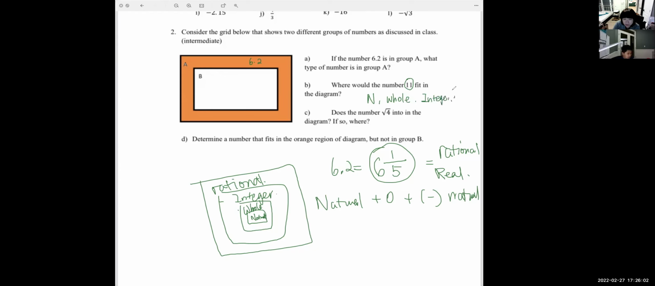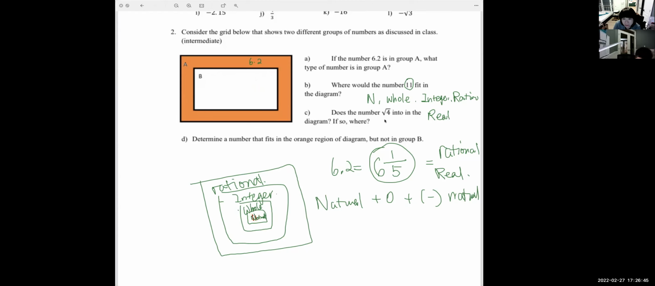And also could be what? Rational. And also could be what? Real number, right? Why? Because 11 is a natural number, so it is included in all the different categories. So Jaden, if we say A is the real number group, we could say B is rational numbers, correct? Or we can say B is integers, or whole numbers, because as long as B is smaller than A, it is always right. Correct, Jaden?